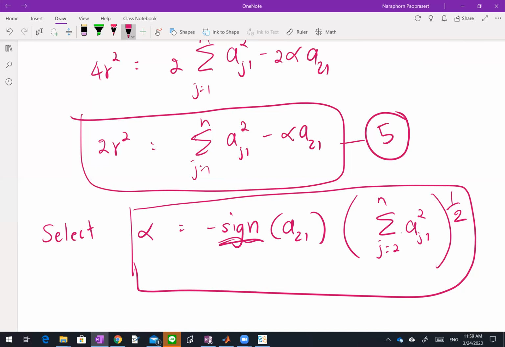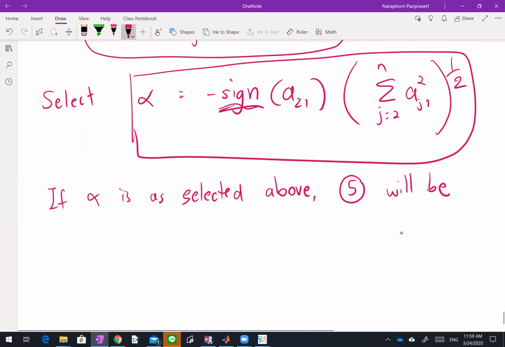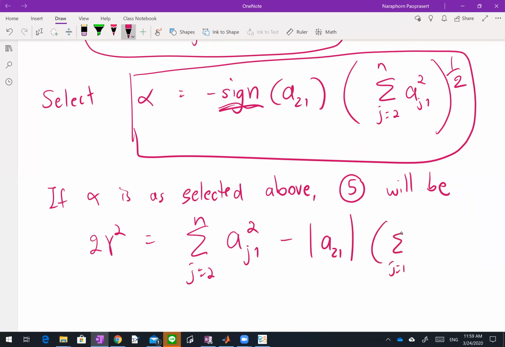By choosing this, if alpha is as selected above, equation number 5 will be something like this. So it's going to be 2r squared equal to summation j from 2 to n a j1 squared minus absolute value of a21 times summation j from 1 to n a j1 squared to the 1/2.